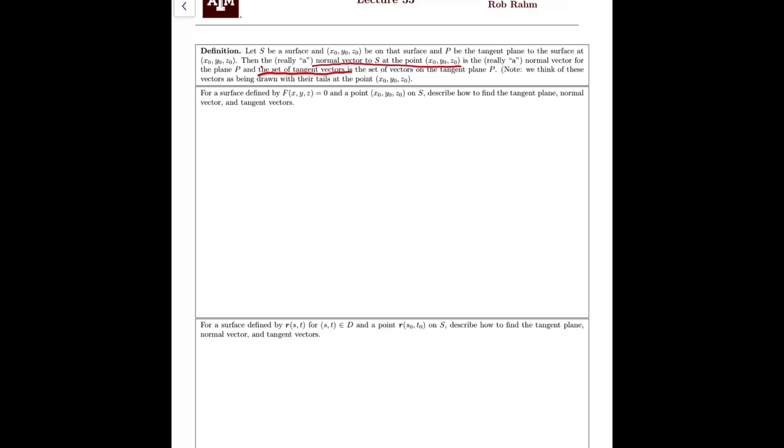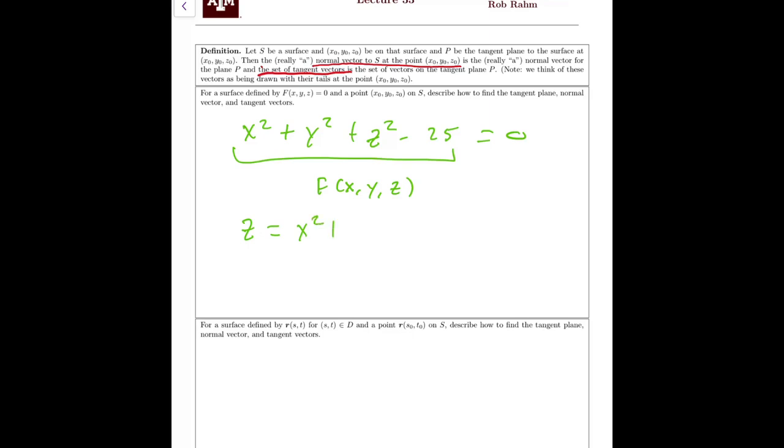Okay, so there are basically two different ways that a surface can be defined. One is as an equation, f(x, y, z) = 0. So let's look at normal vectors and tangent vectors for a surface defined like this. First, what are some examples? x² + y² + z² − 25 = 0. This would be a sphere of radius 5 centered at the origin. This function would be f(x, y, z), but also things like z = x² + y² are in this category, because we can just write this as z − x² − y² = 0, and then this function here would be f(x, y, z).